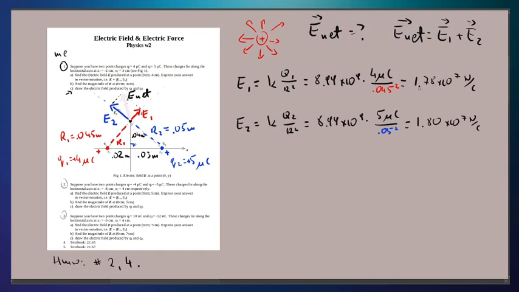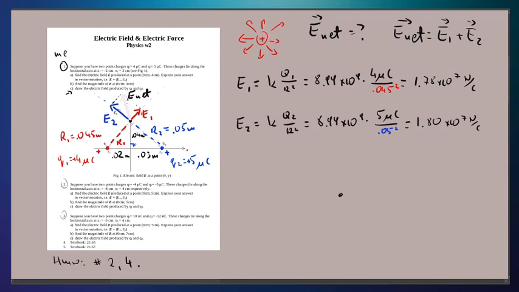All right, so what I get is 1.78 times 10 to the 7th for the first one and 1.80 times 10 to the 7th for the second one. They're basically the same in magnitude. Okay, so I have these two. Now the next thing is, I can't just add them up, because I have to do it vectorially, right? So I have to find the x and y components for each one.